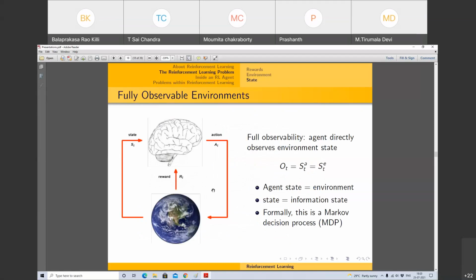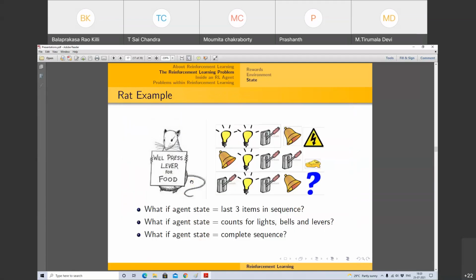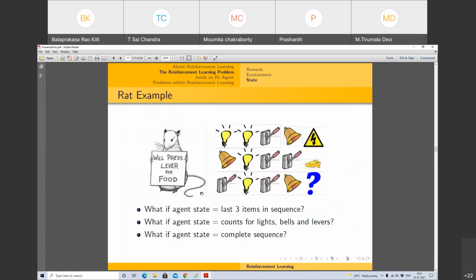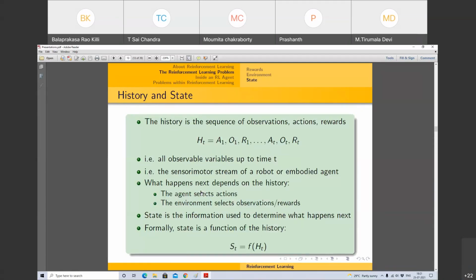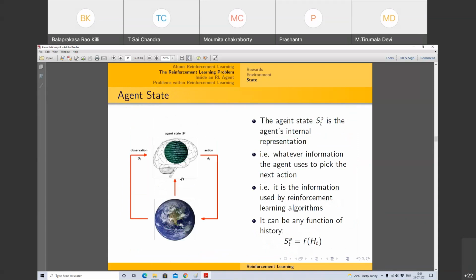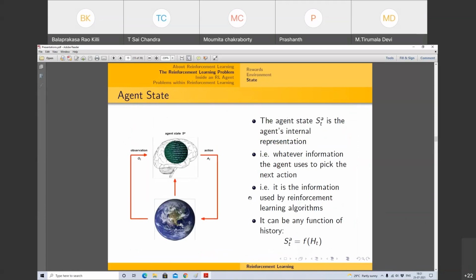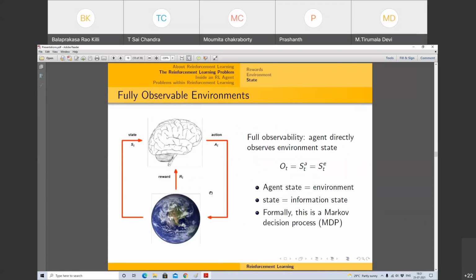So this is about agents and states, which we have discussed so far. Then this environment we are talking about, a real world environment or a simulated environment. If you see here, there is agent state and environment state. This environment state may or may not be visible to the agent. If the environment state is completely visible to the agent, then those kinds of environments are called fully observable environments.